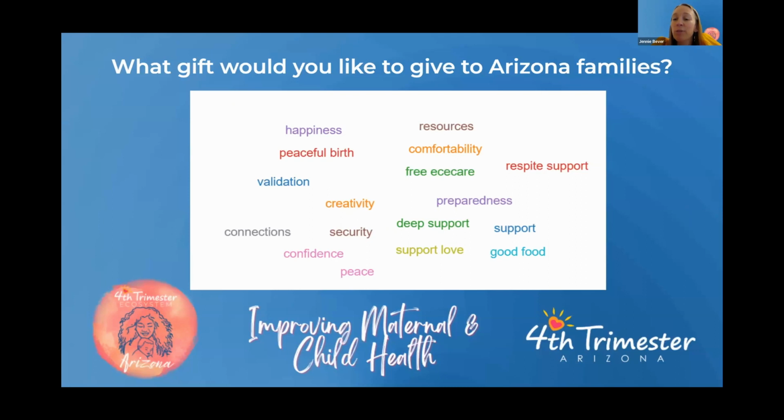What gift would you like to give to Arizona families? Happiness, peaceful birth, validation, creativity, connections, security, confidence, peace, resources, comfortability, free ECE care, respite support, preparedness, deep support, love, and good food. Amen to that one. Altogether, this is what we as a fourth trimester ecosystem are imagining for families in the next year. It's pretty darn amazing, actually, if I do say so.